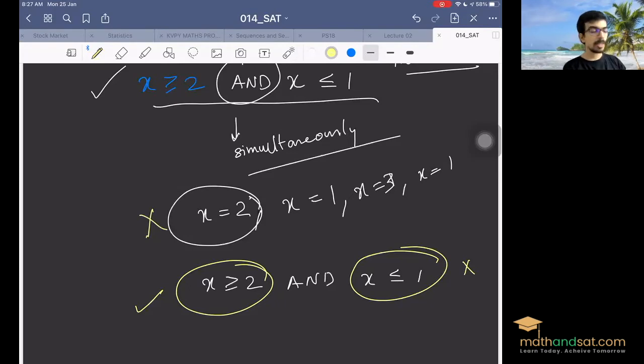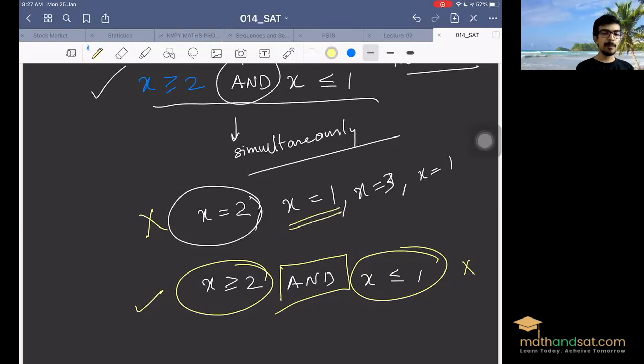What is the logic here? They are connected by AND, which means both conditions need to be satisfied. Both. Okay. Got it? If I put x is equal to 1, this condition is satisfied, but 1 greater than or equal to 2 is not satisfied. So that is also not a solution.